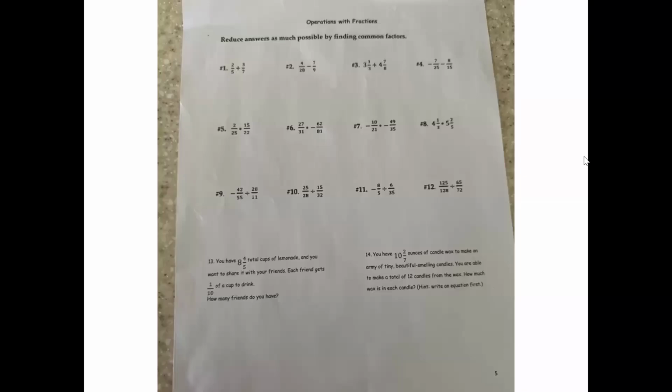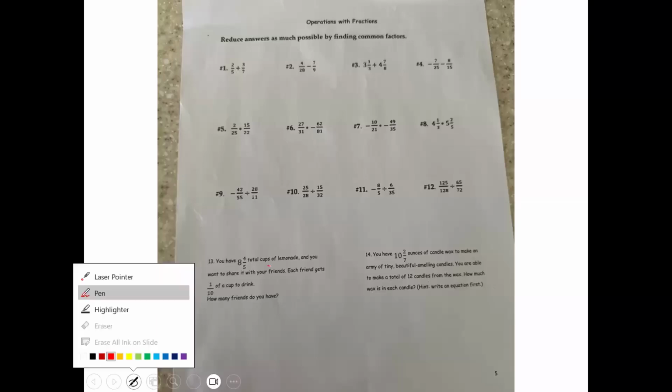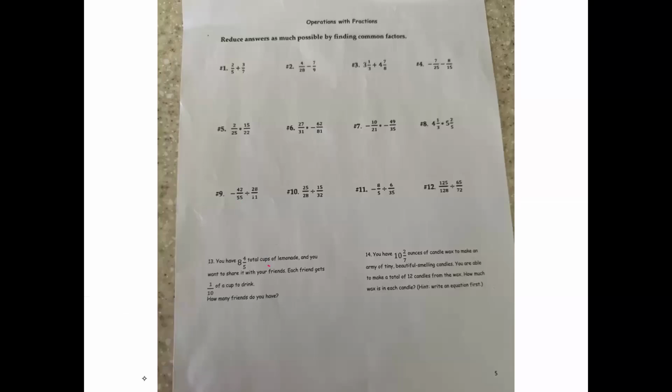Okay, read the question, please. Read the question, reduce. Okay, we're gonna do questions 1 and 2 together, or do you know how to do this? So go ahead and start working on 1 and 2.